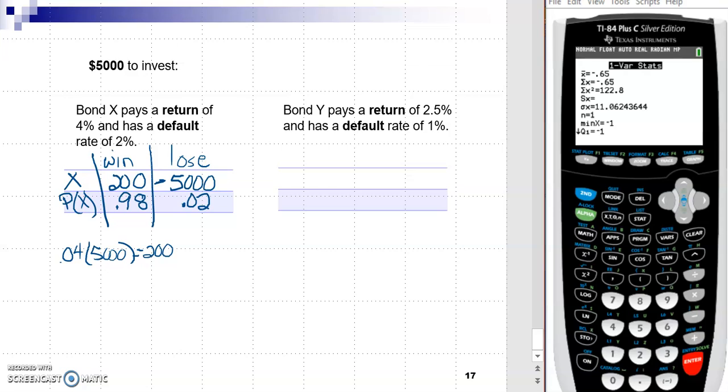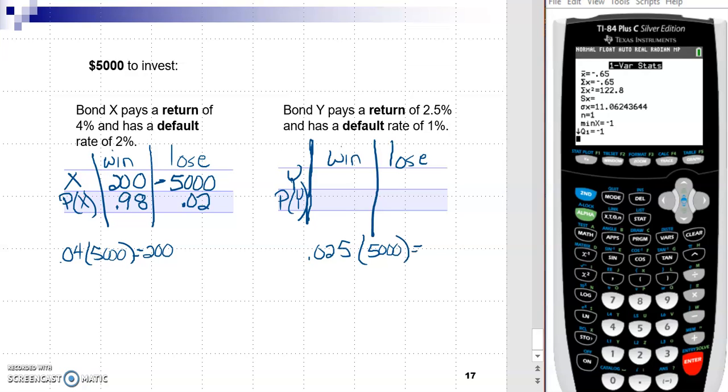Now, bond Y pays a return of 2.5%. So I'm going to set this one up sort of the same way, except instead of calling this X, I'm going to call this random variable Y and the probability of Y. So either he's going to win or he's going to lose. So let's look at what happens here. He makes a return of 2.5%. So if we take 2.5% times $5,000, that's going to give us $125. So with this particular bond, investing $5,000, he could make $125.